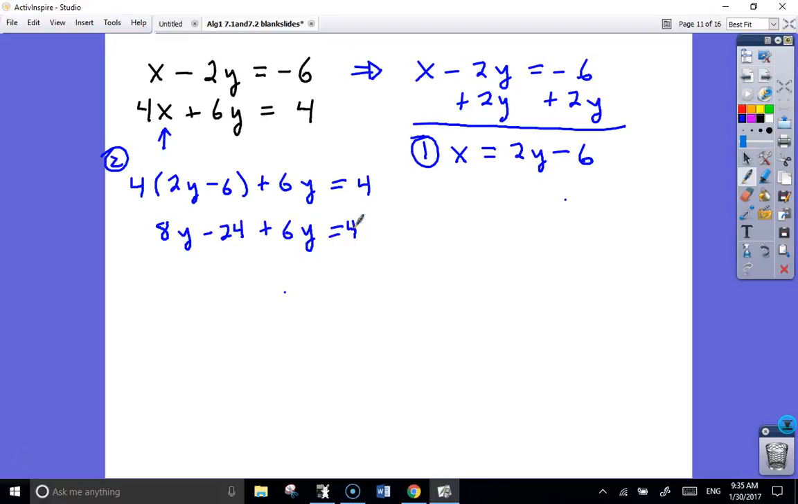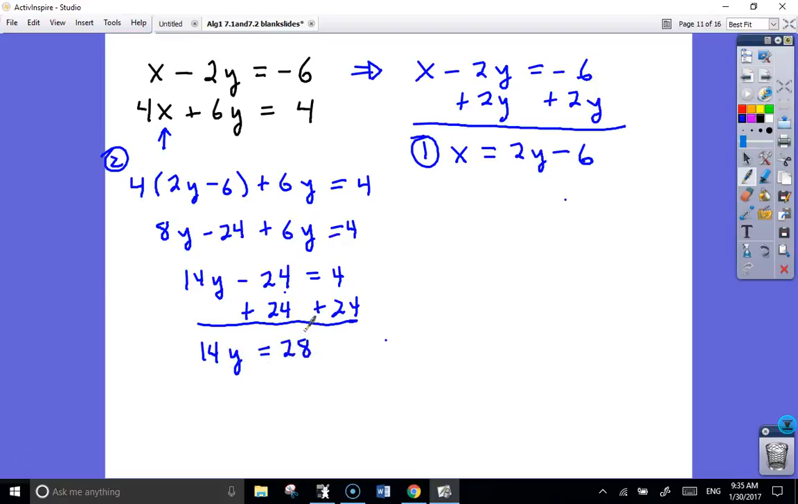So this is the place where you combine the like variable terms on the same side. So that's going to be 14y minus 24 equals 4. Okay, now it's 2 steps to solve that for y. What are the 2 steps? Add 24. 14y equals 28. Last step, divide by 14, right? So y equals 2. Okay, that was the end of step 2.